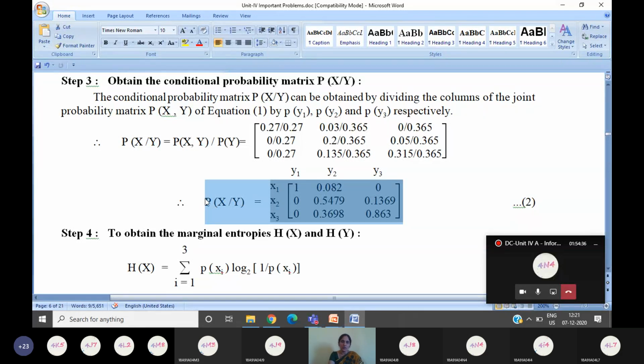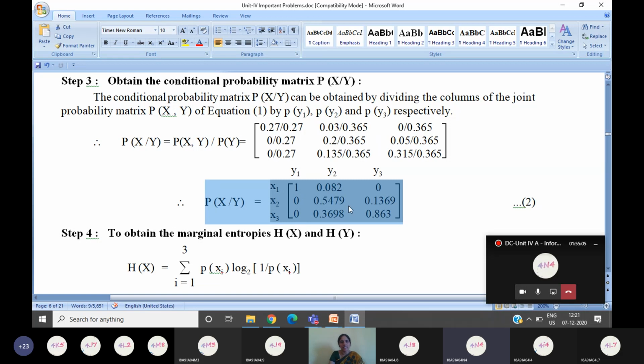What is the condition to verify that the obtained matrix is P of X by Y? What is the condition for cross verification? I already spoke about this same point, I have repeated it 4 to 5 times. Why are you not answering? You can speak at least once. Sum of elements in each column is 1. It must be that the sum of elements in each column is 1.